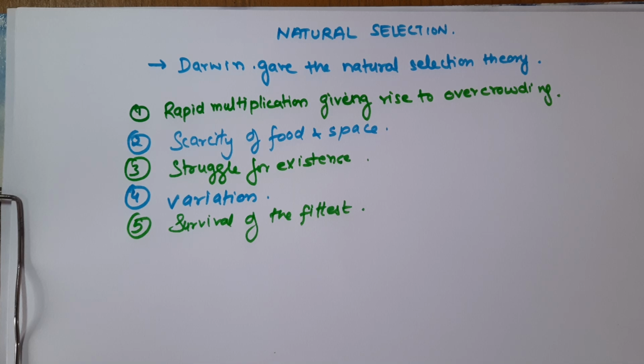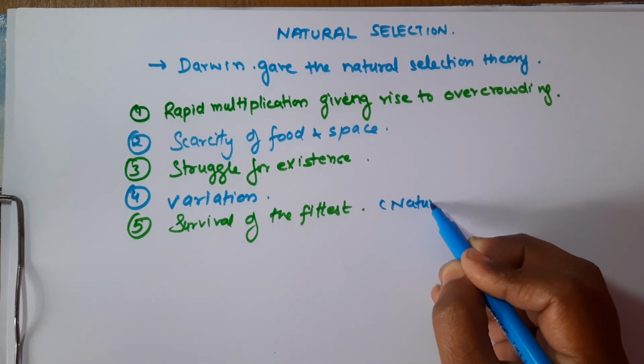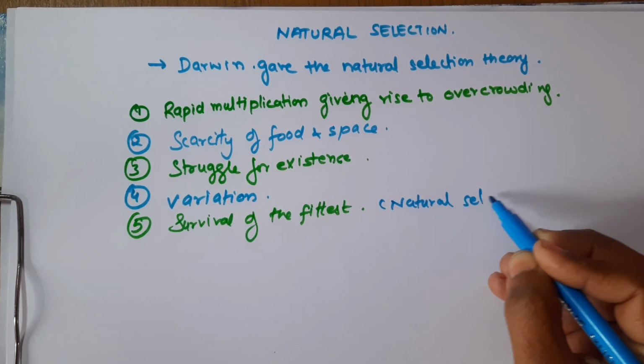Suppose I give you an example: there are five birds and only two seeds. Those birds that are physically fit will fight for the seeds with the others, eat them and survive. The rest will die if they do not get food. So this is the survival of the fittest, and this is natural selection. Nature itself wants only the fit organisms.